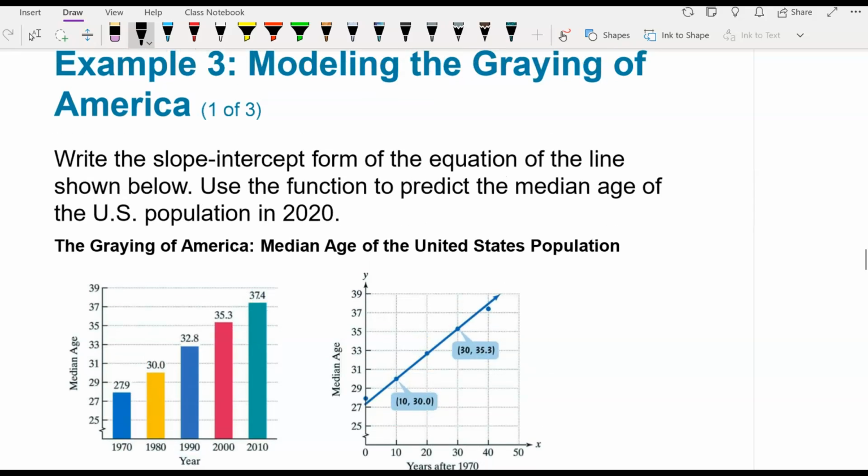All right. Modeling the graying of America. So we're going to model using what we know. So it says, write the slope form of the equation of the line shown below. Use the function to predict the median age of the U.S. population in 2020.